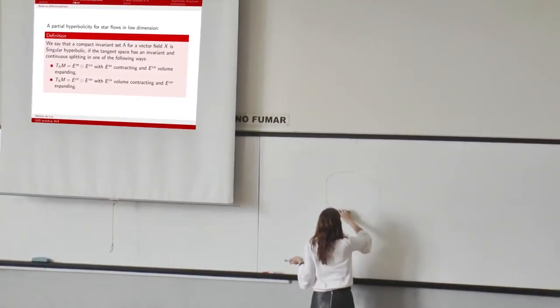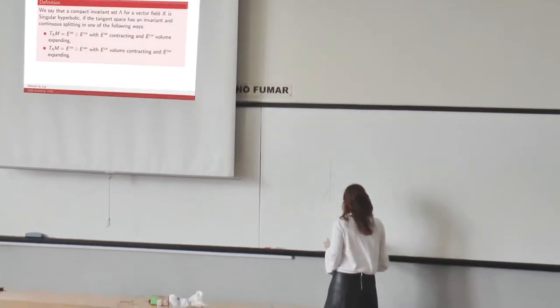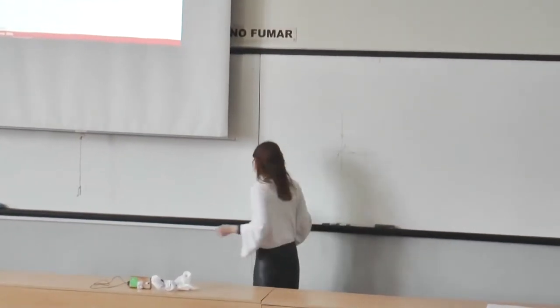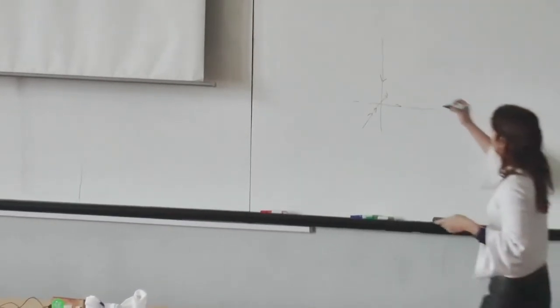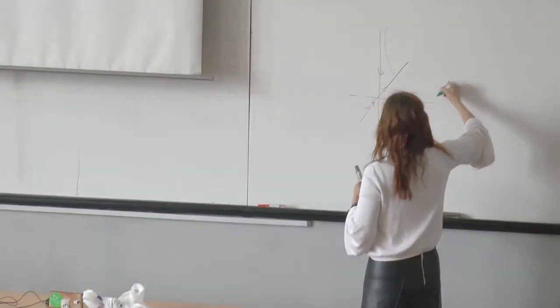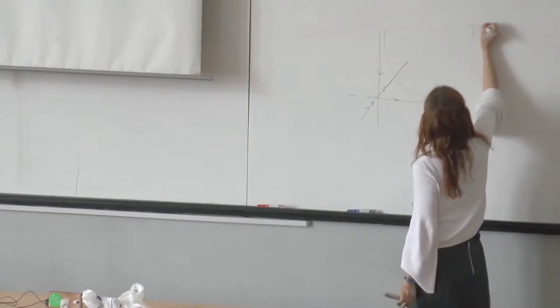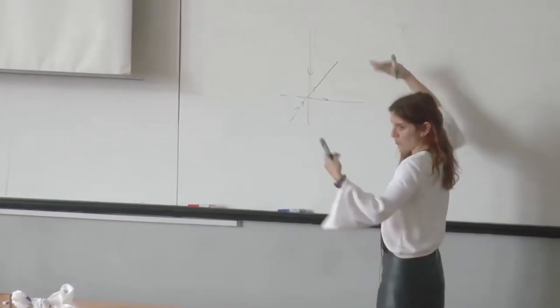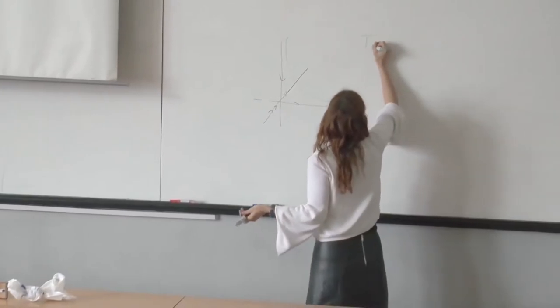So you have the singularity, and you don't have a black pencil here. You have the singularity. And then you have periodic orbits that approach the singularity. So with green, the splitting of the tangent space of the periodic orbit, which we suppose is hyperbolic, is of this kind.